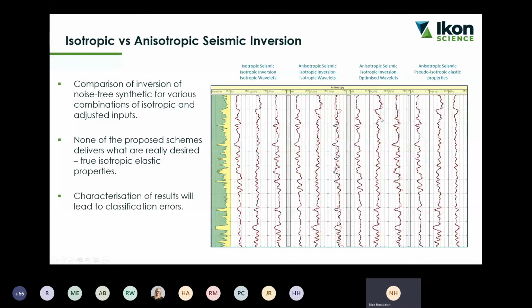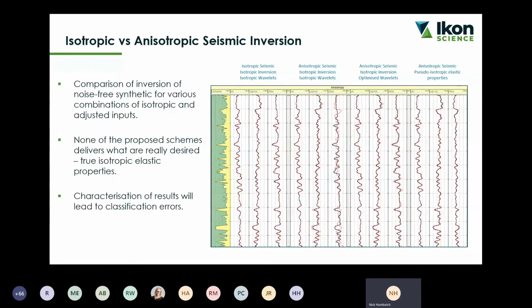So we can do something. We can optimize our wavelets with scaling. We can try and massage things to look a bit more sensible, and that inherently happens in practice. Even if you're totally ignoring anisotropy, it'll just happen by default almost, without thinking about it. And on the right here, we've got our clever bit of maths where we have come up with these pseudo-isotropic elastic properties, and you can see we're doing a good job there. So it's matching the input from the inversion, which is great.